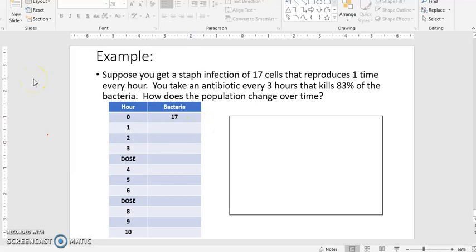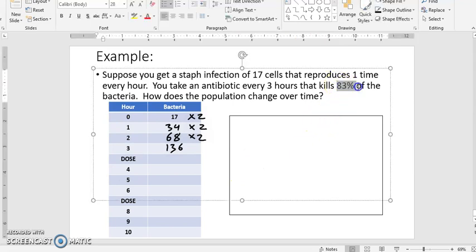So let's go ahead and do all that math on the board really quickly. I'm going to start off with 17. If I multiply that by 2, I get 34. If I multiply that by 2, I get 68. And if I multiply that by 2, I get 136. This is where things get a little bit more complicated, because if you just multiply by 2, then you're ignoring the dose. So what we have to do is do a little bit of math to show, well, what do we end up with here once we dose with the antibiotic?